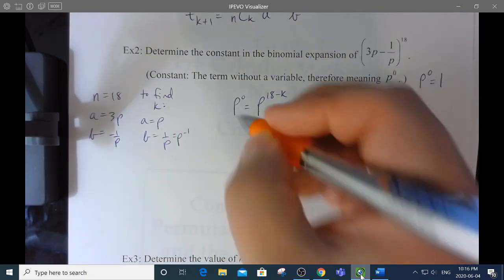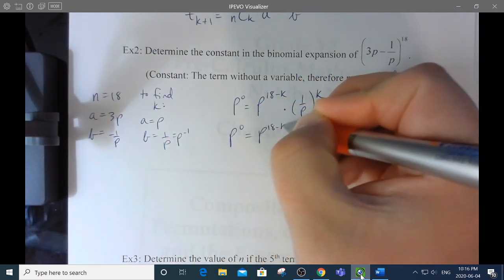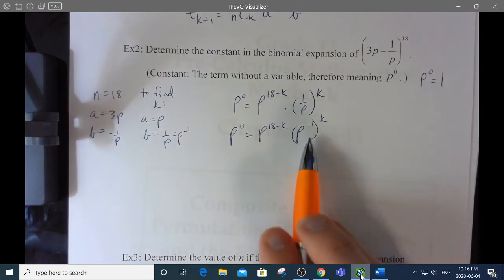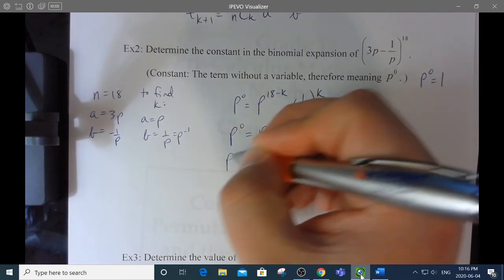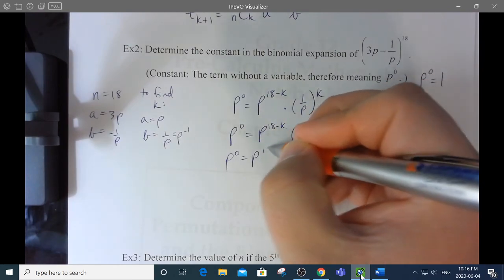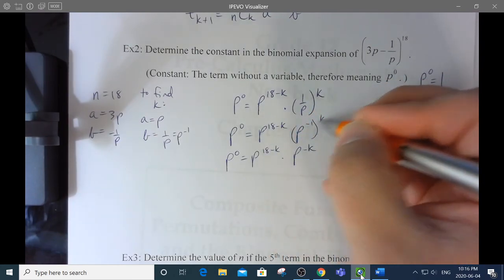And again, I already wrote that over here. I don't know why I didn't write it there. So that's 18 minus k, p to the negative 1 to the k. There we go. That's shorter. I should have done that in the first step. Okay, so that means p to the 0 is equal to p to the 18 minus k times p to the negative k, negative 1 times k.